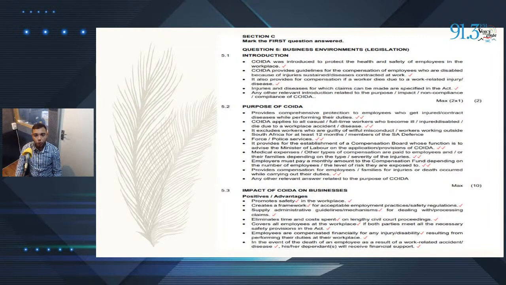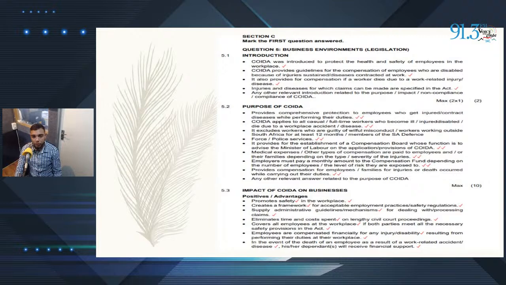The impact of COIDA on businesses, remember you can write either only positives or only negatives, or you can write both. So if you're writing positives only, you're giving 4 bullets. If you're writing negatives only, you're giving 4 bullets. If you're writing positives and negatives, then it's 2 bullets by positives and 2 bullets by negatives. I think it's best to give 2 bullets by positives and 2 by negatives because it makes it easier.